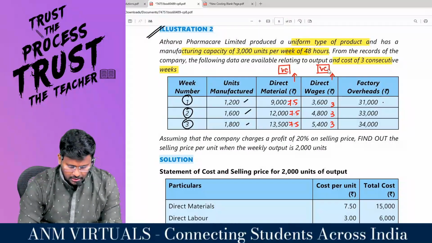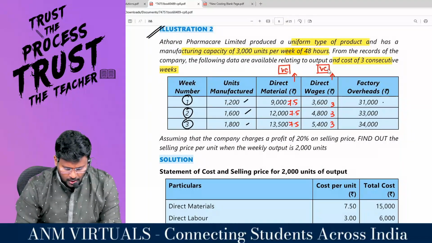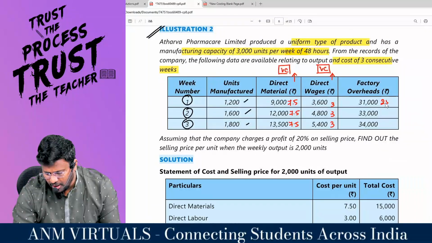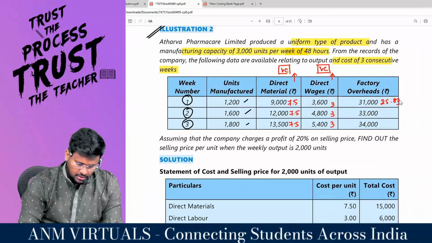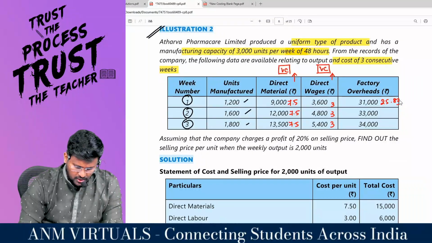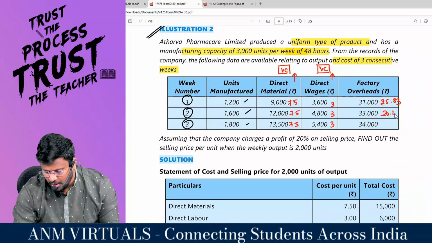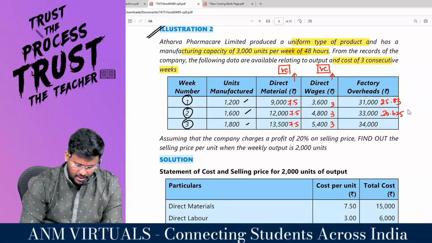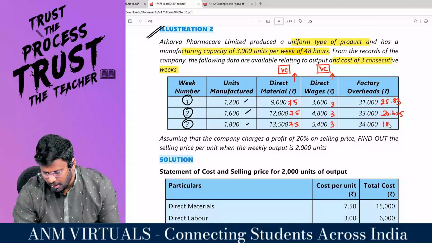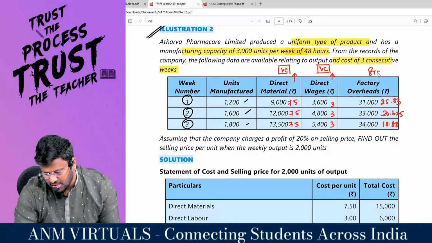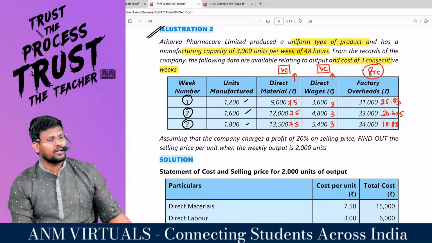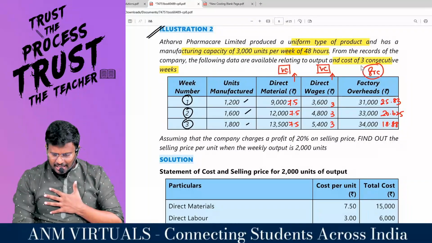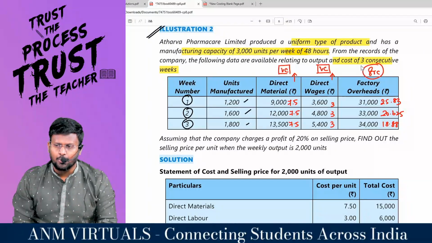Factory overhead: 31,000 divided by 1,200 comes to 25.83. 33,000 divided by 1,600 comes to 20.625. 34,000 divided by 1,800 comes to 18.88. So this is a semi-variable cost. That means inside that, some portion will be variable and some portion will be fixed.